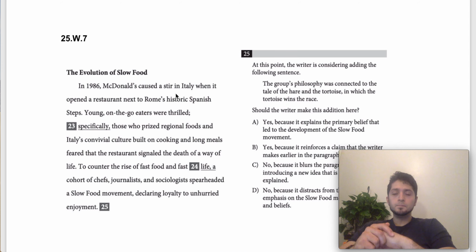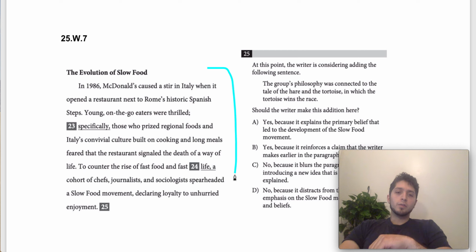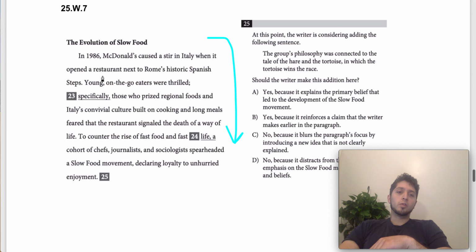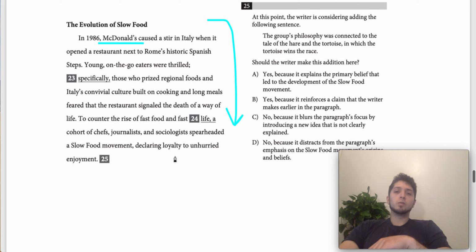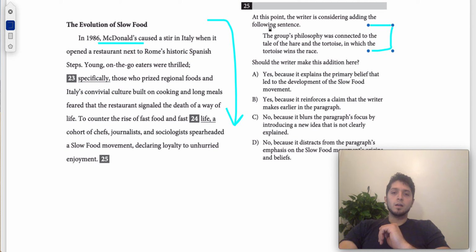Let's look at 25. This is a clearer example. So this is talking about what's called the slow food movement. You can read it here. It's saying there's a slow food movement. Quick on-the-go eaters were thrilled about this introduction of McDonald's, but people who valued slower regional food were more hesitant. So it's talking about the invention of this thing called the slow food movement. And then here we have the group's philosophy was connected to the tale of the hare and the tortoise, in which the tortoise wins the race. And they want to put it right down here where we have 25.